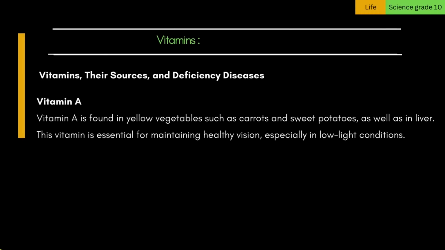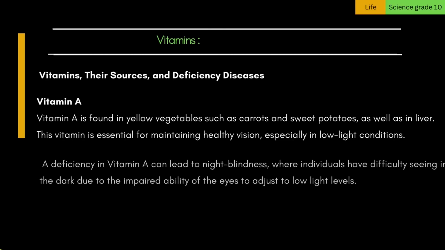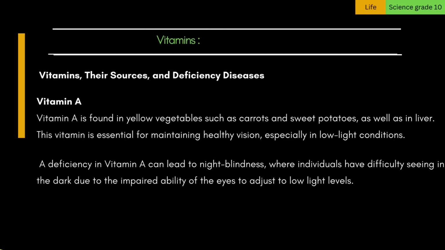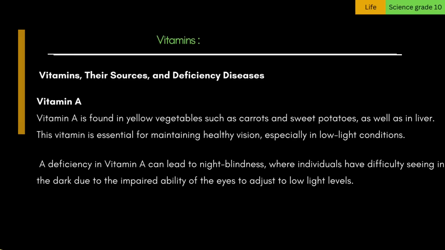1. Vitamin A. Vitamin A is found in yellow vegetables such as carrots and sweet potatoes, as well as in liver. This vitamin is essential for maintaining healthy vision, especially in low light conditions. A deficiency in vitamin A can lead to night blindness, where individuals have difficulty seeing in the dark due to the impaired ability of the eyes to adjust to low light levels.